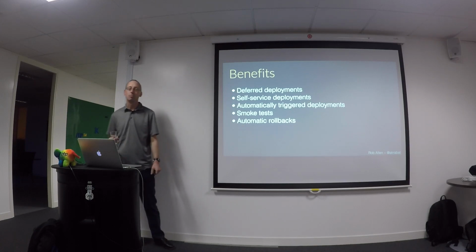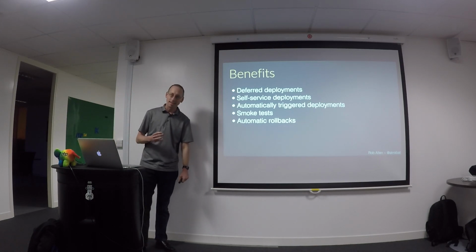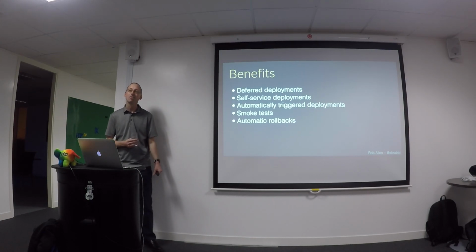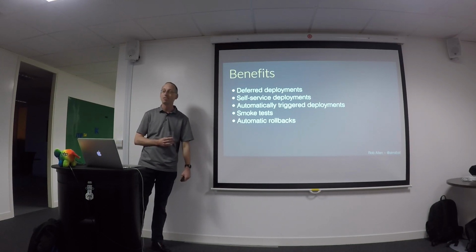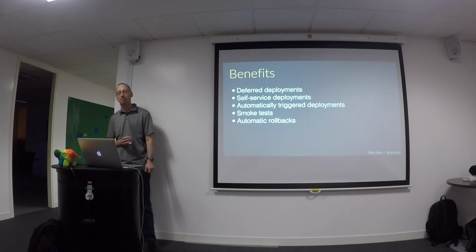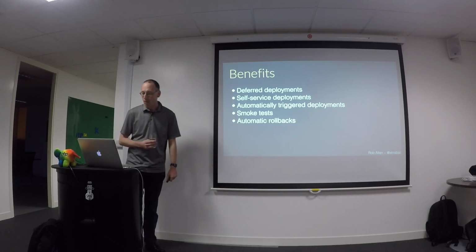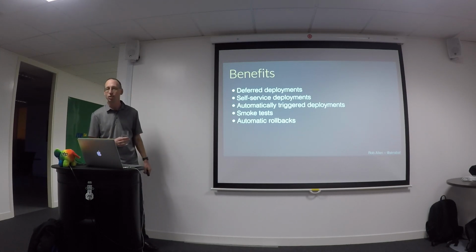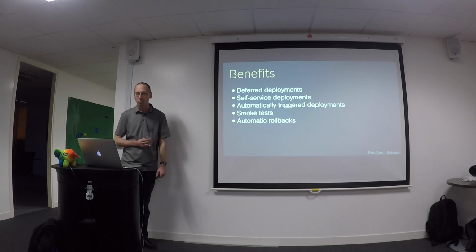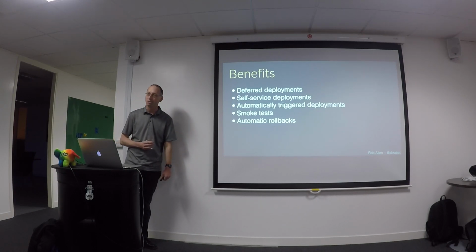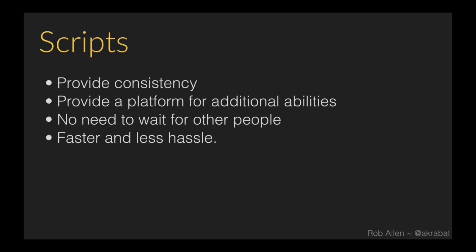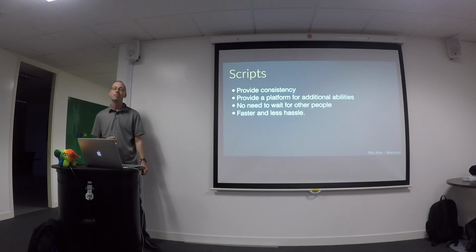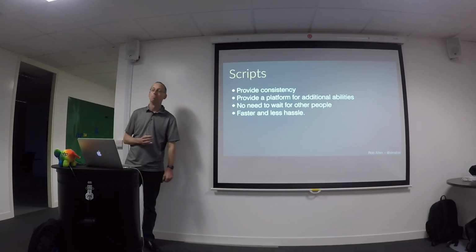We could automatically trigger deployments. We call this continuous deployment. If I tag my master branch and push it to GitHub, why can't a system deploy it immediately for me? Why should I have to go and press another button? We can automate these things. We can run smoke tests. We can do automatic rollbacks when things screw up because we found them in the smoke tests. We can do lots more things with automation than we can do if we're manually doing this stuff. Because when we're manually doing it, we're bored and can't be bothered. So our scripts will provide consistency. They give us a platform for doing this additional stuff. We don't have to wait for other people to get stuff done, and it's much less hassle.